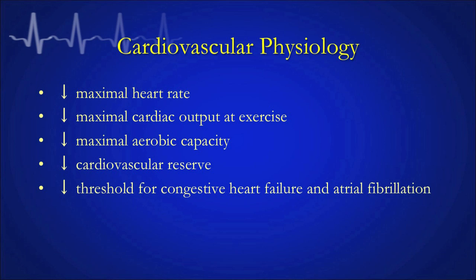There is a decrease in maximal cardiac output with exercise, because the heart is not able to mount the increased heart rate, though at rest, under ordinary circumstances, the heart does compensate for that because the stroke volume actually increases. But with exercise, there is a decrease in maximum cardiac output. There is a decrease in maximal aerobic capacity. There is a decrease in cardiovascular reserve. So there is a decreased threshold for an older person to develop congestive heart failure and atrial fibrillation.